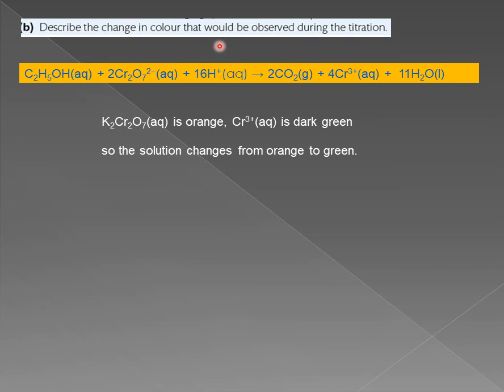Describe the change in color that would be observed during the titration. So this is the equation again. Potassium dichromate is orange in color. It converts into chromium 3, which is dark green. So the change will go from orange into green.